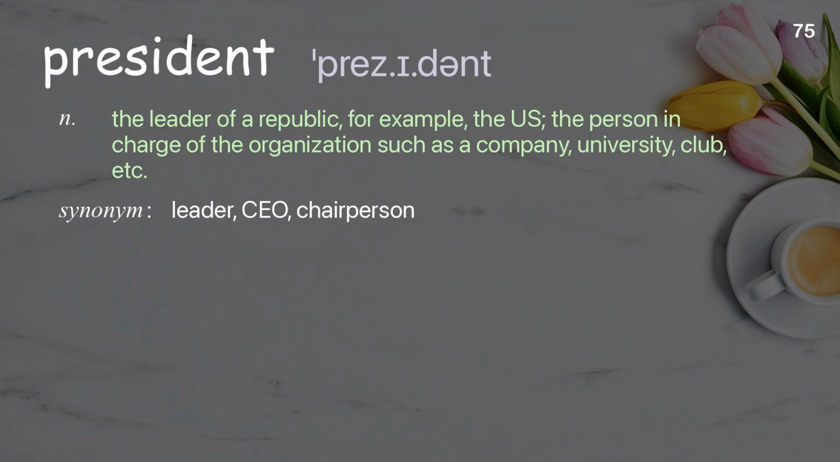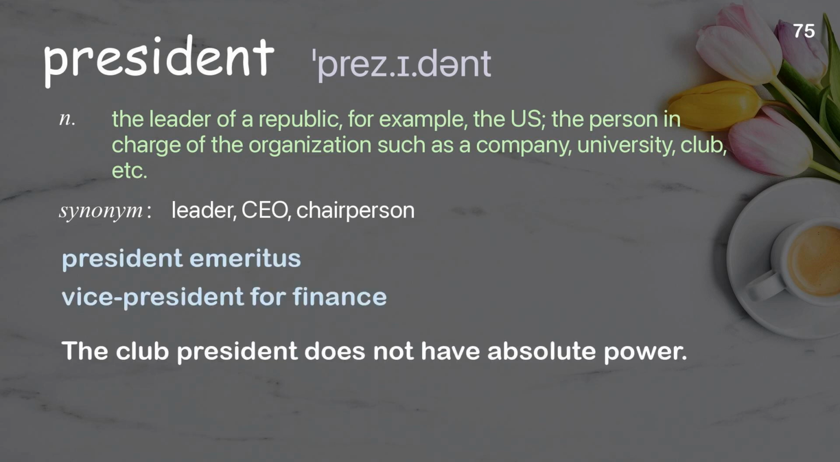President: The leader of a republic, for example, the U.S., the person in charge of an organization, such as a company, university, club, etc. Examples: President Emeritus. Vice President for Finance. The club president does not have absolute power.